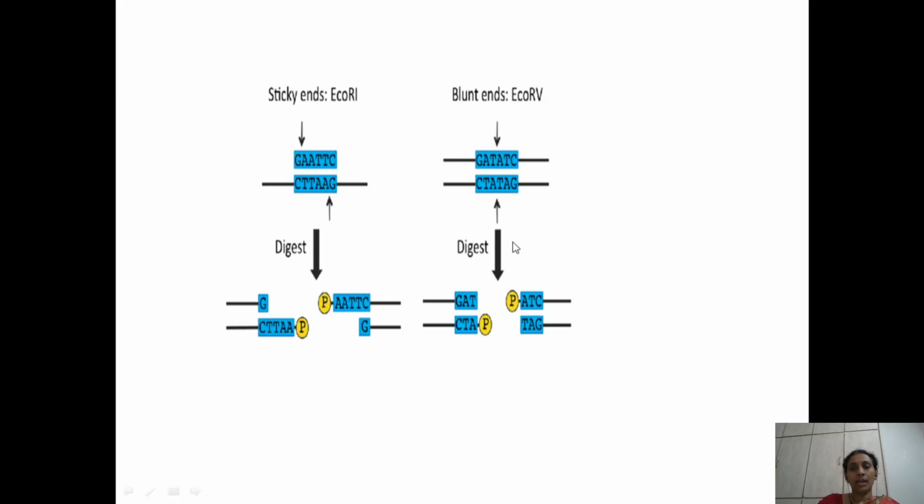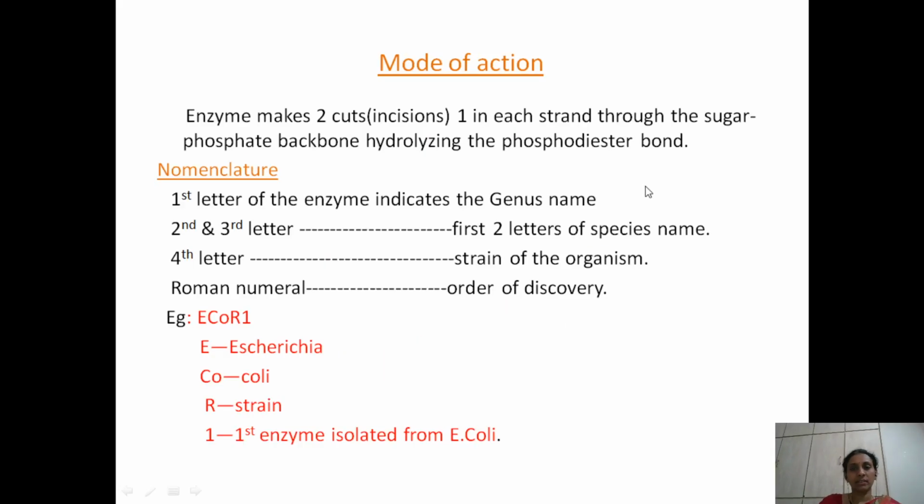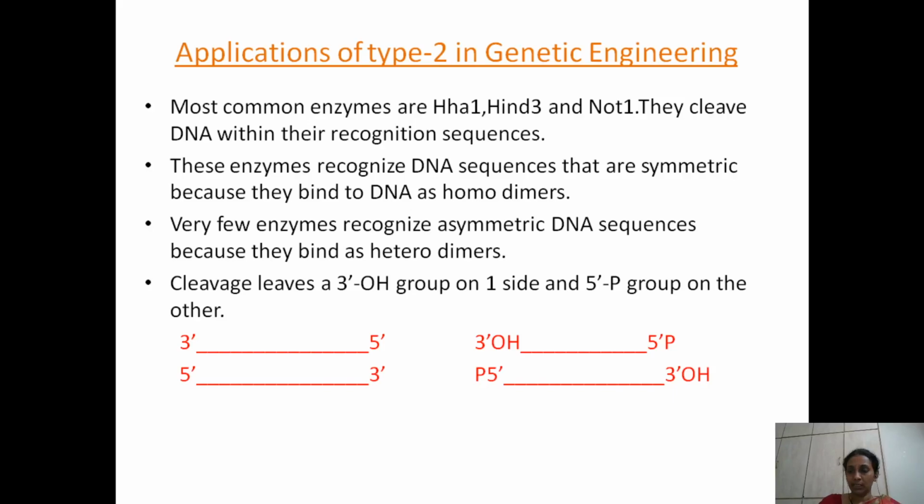They are called symmetric sequences. If the two strands are the same when reading from opposite sides, then they are called symmetric sequences. I think you understand that, so keep it in mind. These type 2 enzymes recognize symmetric DNA sequences.